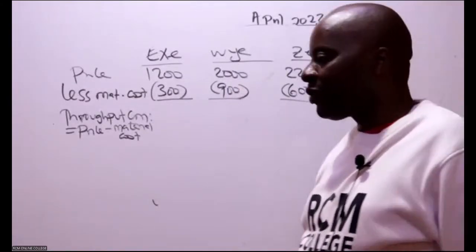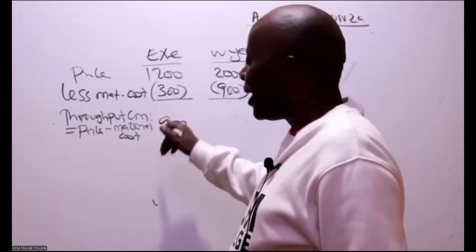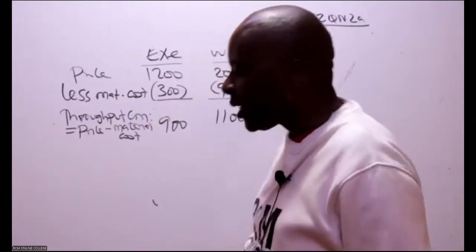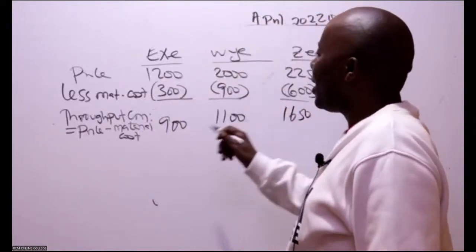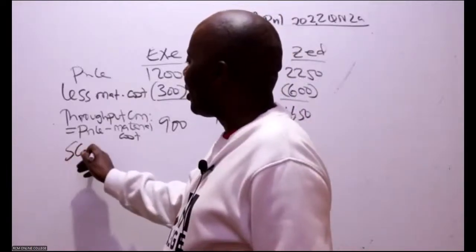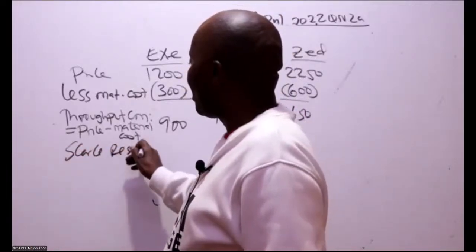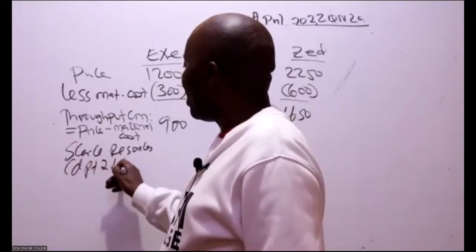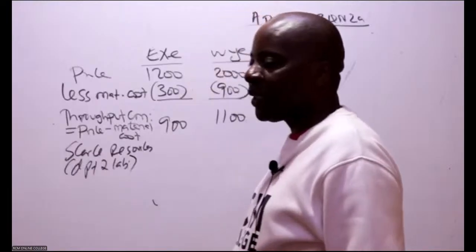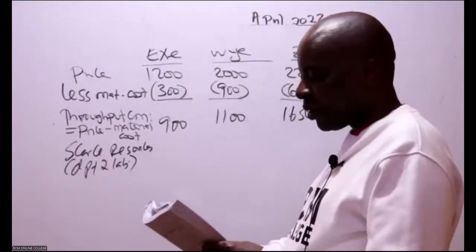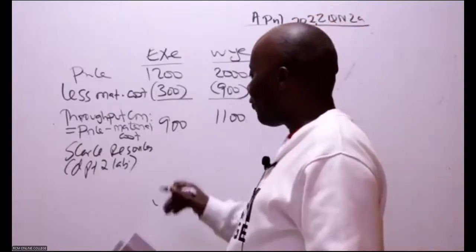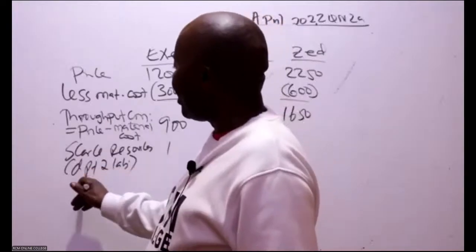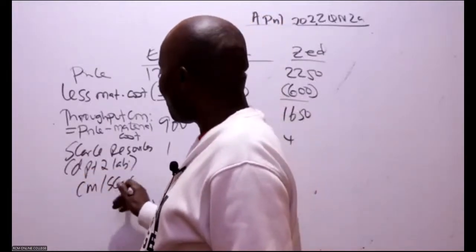So Lillian gives me 900. We have 1,100, and in this case here, 1,650. So come here and give us scarce resources. Scarce resources, these are the Department 2 labor hours. Remember, these are quite clear: it's 1, 2.5, and 4. So give me the CM per scarce resource.